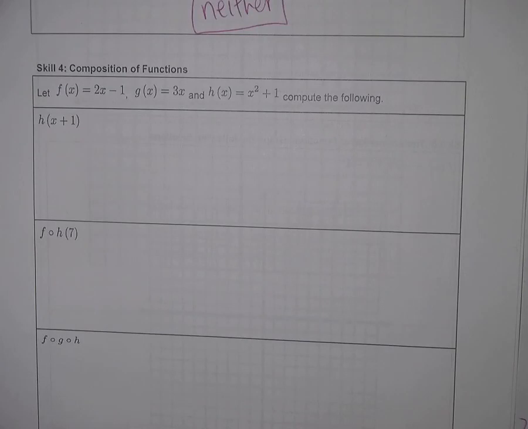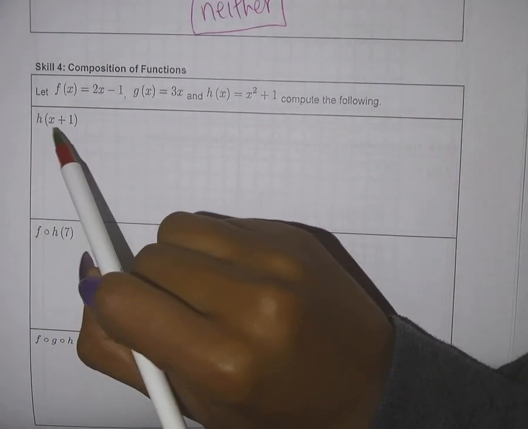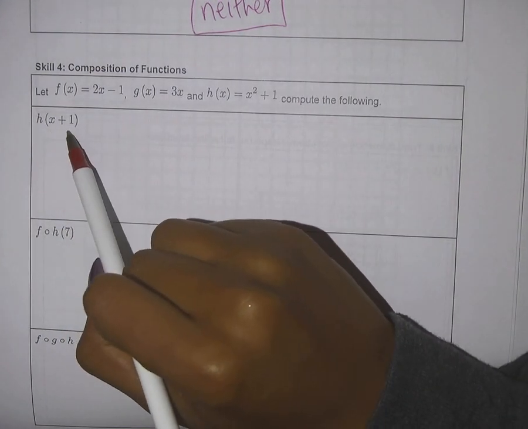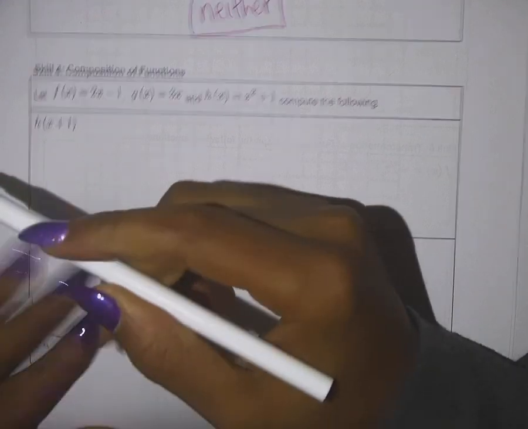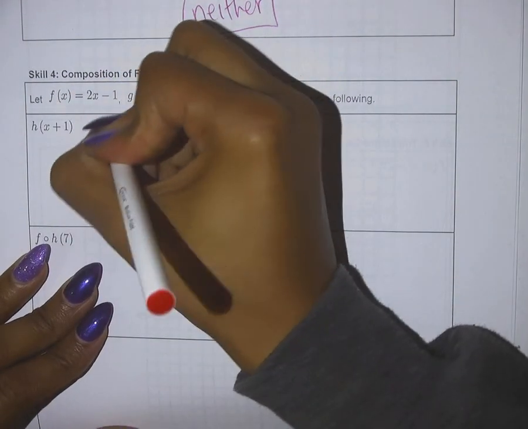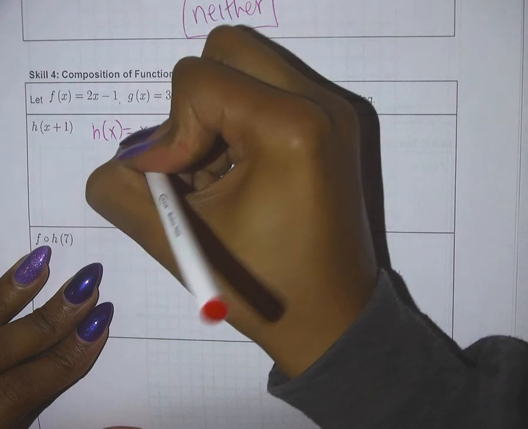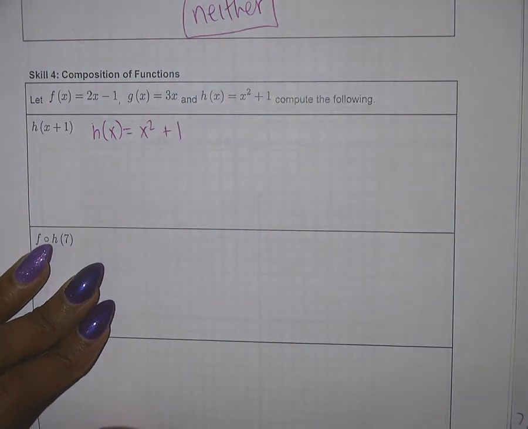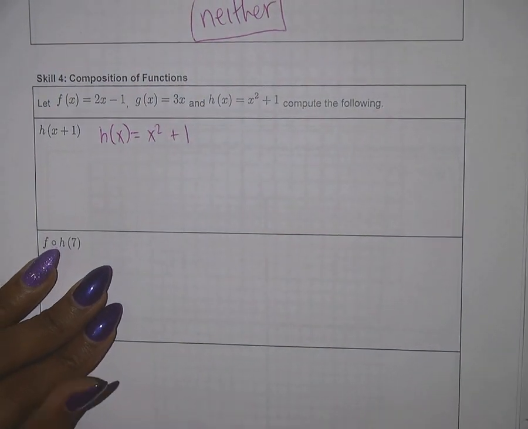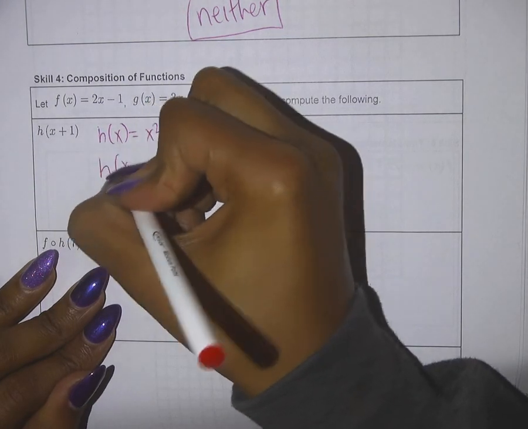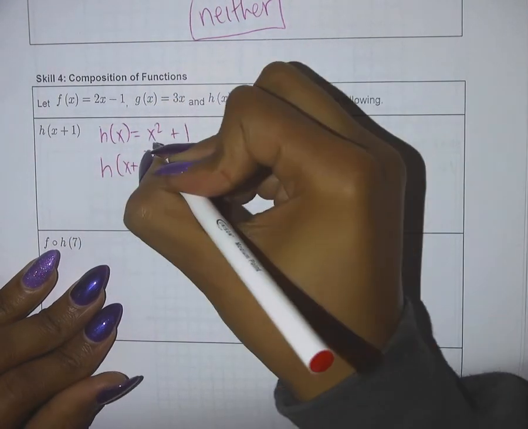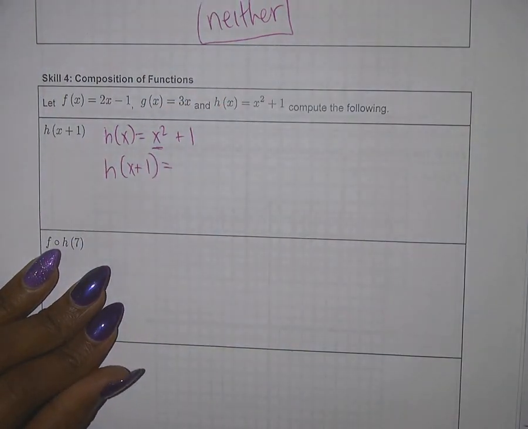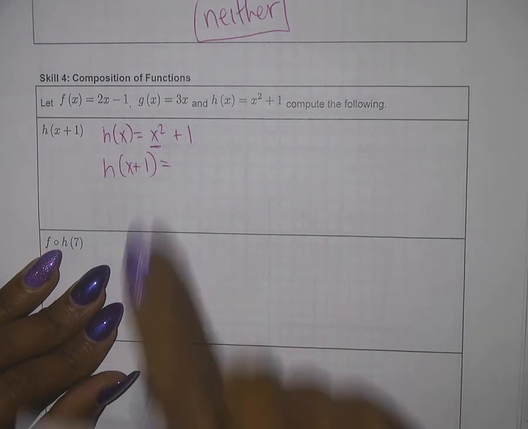So this first one is asking me, everywhere I see an x in my h function, to substitute x plus 1. So my function h of x is equal to x squared plus 1. Then if I wanted to do h of x plus 1, everywhere I see an x value, I'm going to substitute x plus 1.